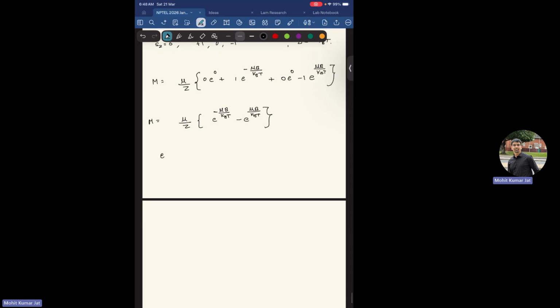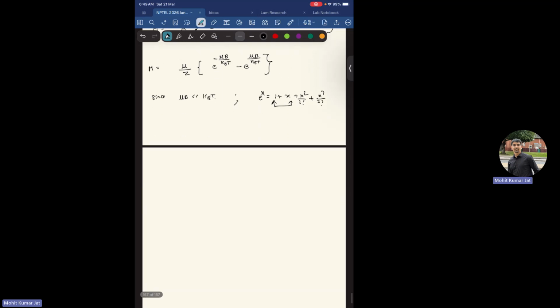Since mu B is also less than kBT, but we have to estimate the temperature dependence also, even though it is small, it will be there. So e to the power x goes as 1 plus x plus x square upon 2 factorial plus x cube upon 3 factorial. We'll take only the first two terms and expand the e to the power mu B by kBT with respect to it, and then we'll solve the problem.